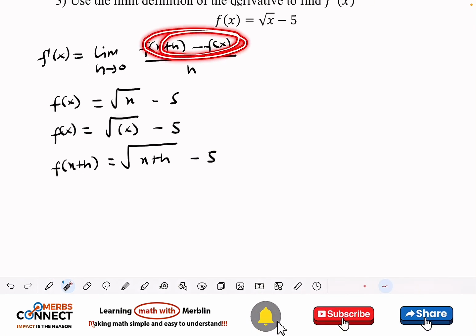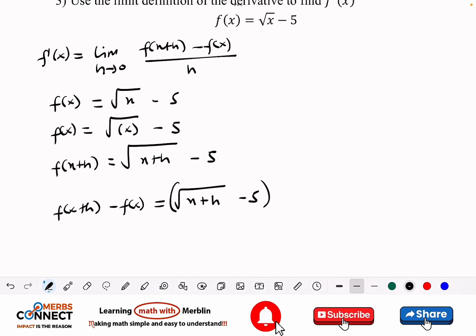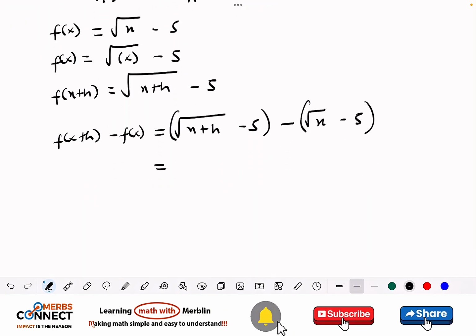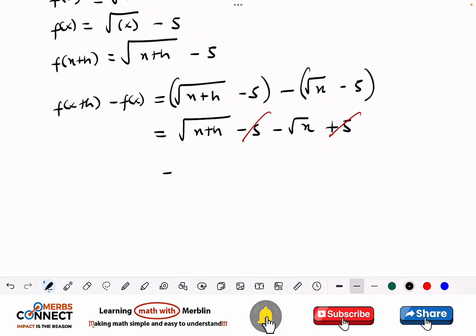Then I need the one on the top here, so let's look for that. f of x plus h minus f of x is equal to square root of x plus h minus 5 minus square root of x minus 5. So let's try and simplify. This is the same as square root of x plus h minus 5 minus square root of x plus 5. So I multiply 2 by minus, and then this guy cancels this guy. So it will be left with square root of x plus h minus square root of x.